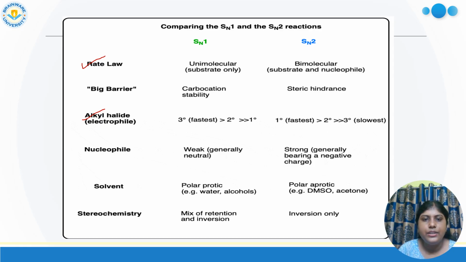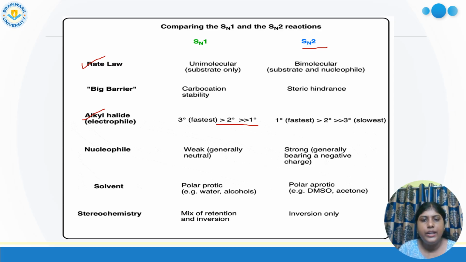Next, alkyl halide. 3-degree alkyl halide is better than 2-degree than 1-degree because there is formation of carbocation, and 3-degree carbocation is more stable than 2-degree and 1-degree. And the opposite phenomenon is observed in case of SN2 reaction.